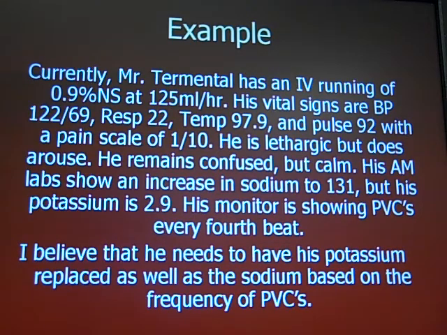But his potassium is low, and his monitor is showing a PVC, or a premature ventricular contraction, every 4th beat. I think he needs to have his potassium replaced as well as his sodium based on the frequency of his PVCs. I didn't say what was wrong with him. I did not come out and say he was hypokalemic as well, because hypokalemia would be the medical diagnosis. I simply made an intelligent leap between this lab value and this assessment finding to make the recommendation, which is the R, that we need to replace his potassium.